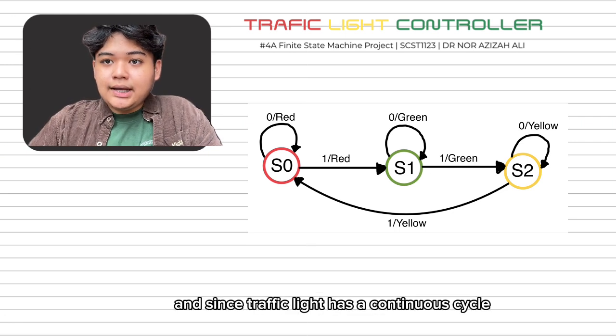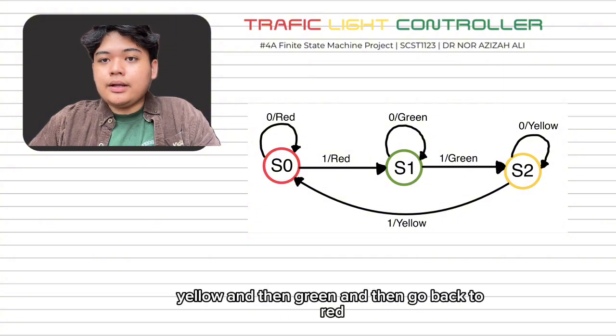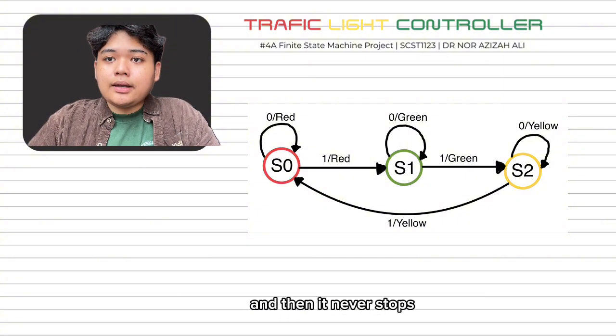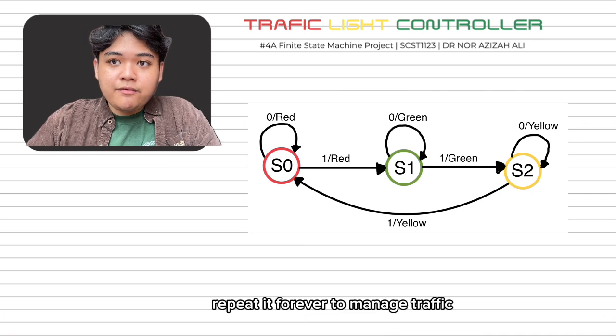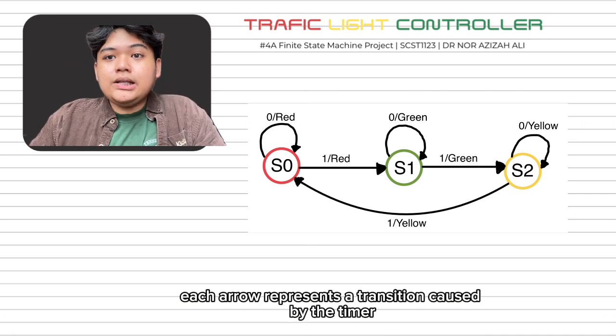And since the traffic light has a continuous cycle, it starts at red, then green, then yellow, and then goes back to red, and it never stops. It repeats forever to manage traffic. Hence, it does not have a final state. Each arrow represents a transition caused by the timer.